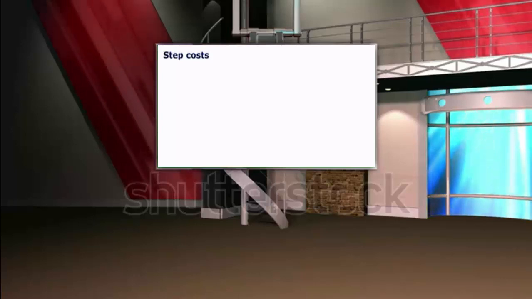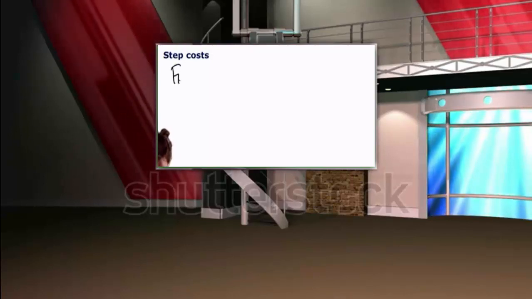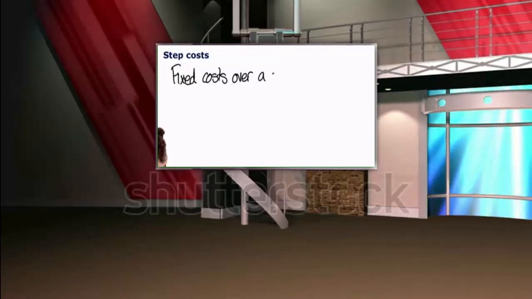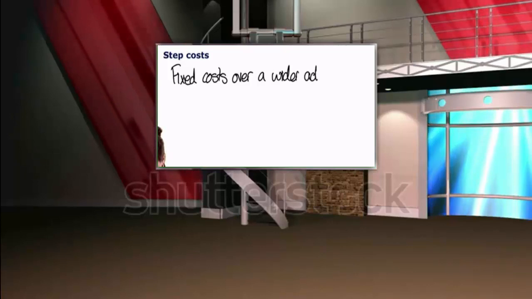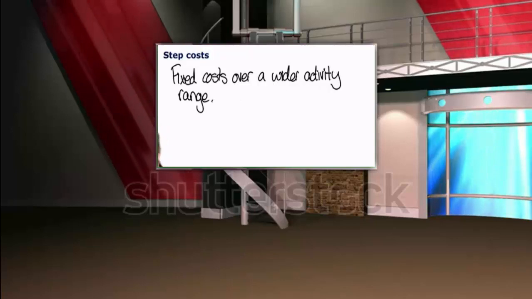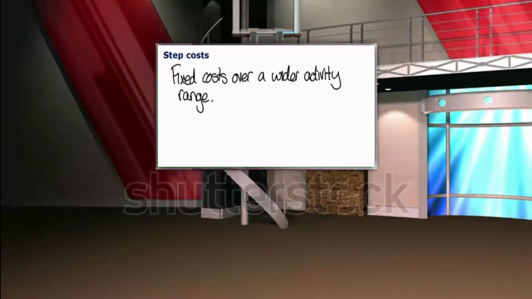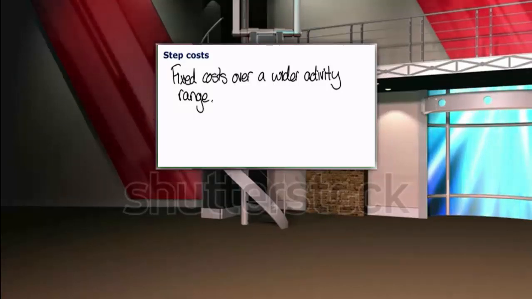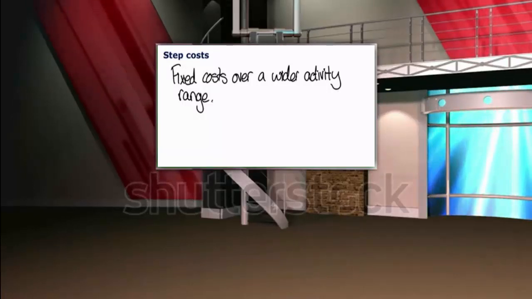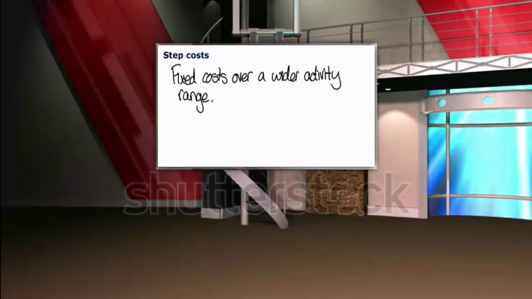The next cost behavior we're going to look at are step costs. Step costs are fixed costs over a wider activity range. So let's think about an example. When we looked at fixed costs, we said that one of our fixed costs would be the rent on our factory. Regardless of how many units we produce or sell, our rent charge on the factory will stay the same.